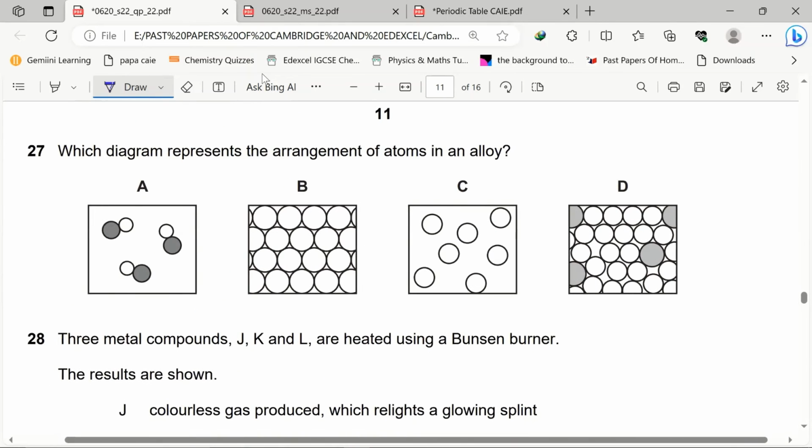Question number 27. Which diagram represents the arrangement of atoms in an alloy? Alloy should have different sized particles mixed together. So D should be the only correct answer.